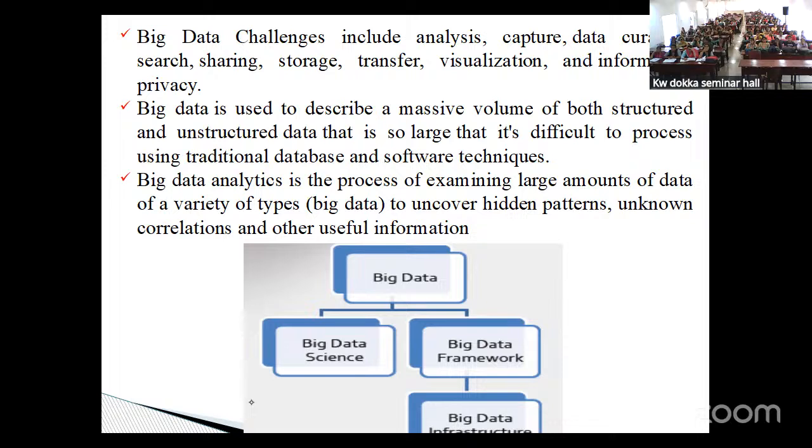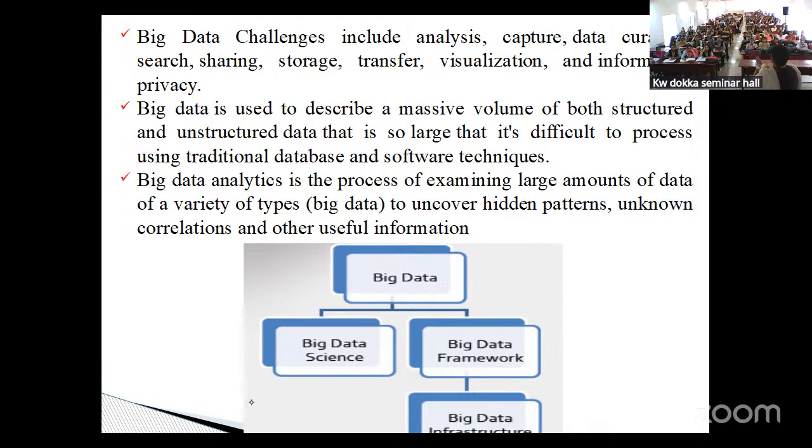So what is the challenge that big data has to overcome? It has to analyze the data in the flow, right? One transaction, right? So the data is flowing. It has to capture that particular data, right? Curation means what? What is the data curation? Curation means nothing but this.